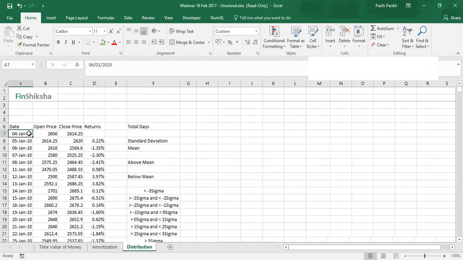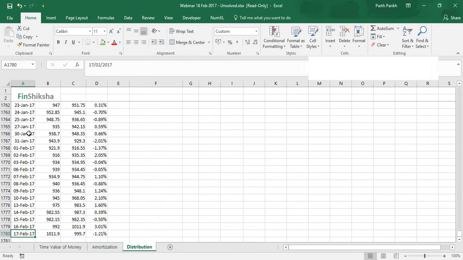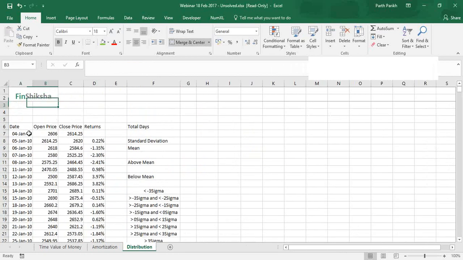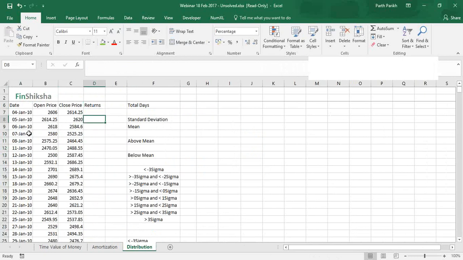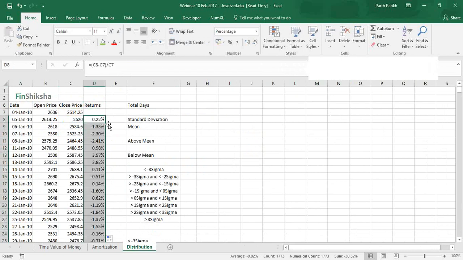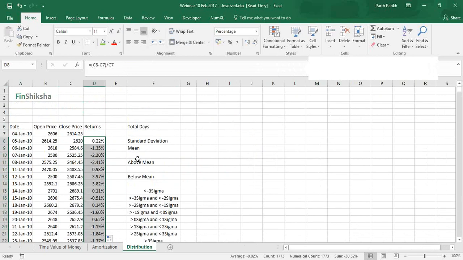Since 2010 till yesterday, I have taken the share prices, the open price and the close price. I have calculated the daily returns. How do we calculate daily returns? Today's price minus the previous day's closing price, divided by the previous day's price. And I will simply drag this. This will fetch me daily returns. What I am trying to find out is the standard deviation and whether it follows normality, which is the standard normal distribution.